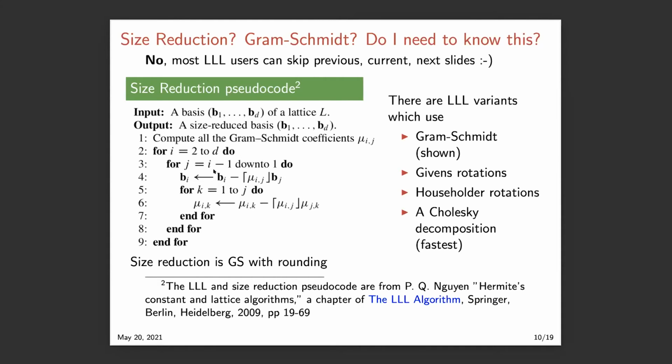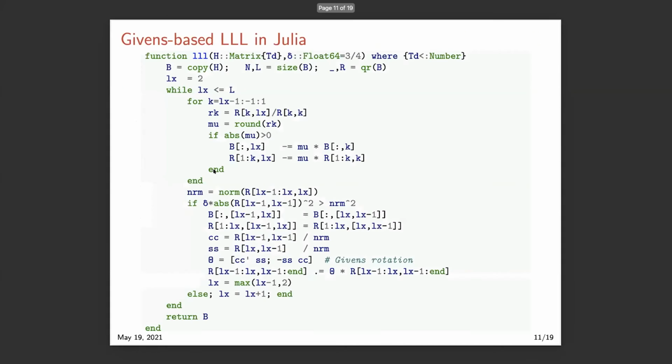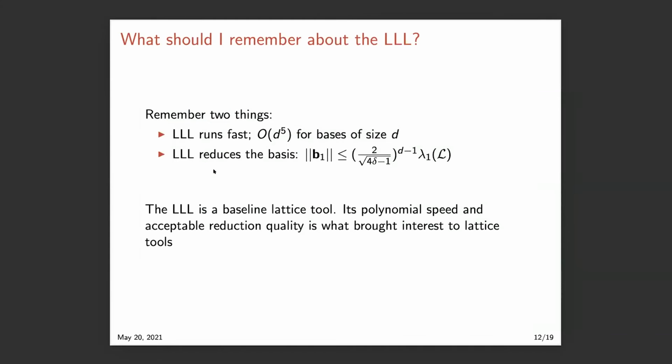But I'm not going to spend a lot of time on these slides, or even on this slide, which shows Julia code for LLL. Rather, I'm just going to tell you what you might remember, and that is that the LLL is pretty fast, and it does a pretty good job of reducing the basis. In fact, its polynomial speed and acceptable reduction quality are what brought interest to lattice tools.